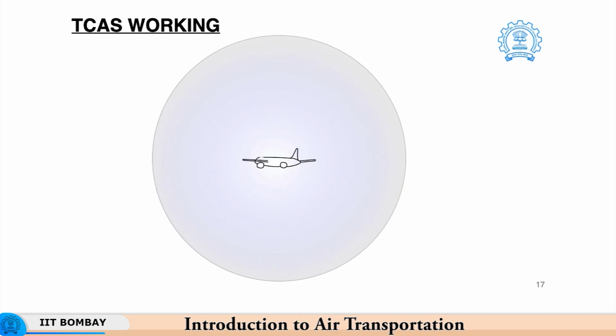Let us understand in more detail how this works. Suppose this is our aircraft with the associated TCAS bubble. An aircraft enters within its bubble, and this aircraft is now projected as an intruder aircraft and will be continuously tracked by the TCAS system.